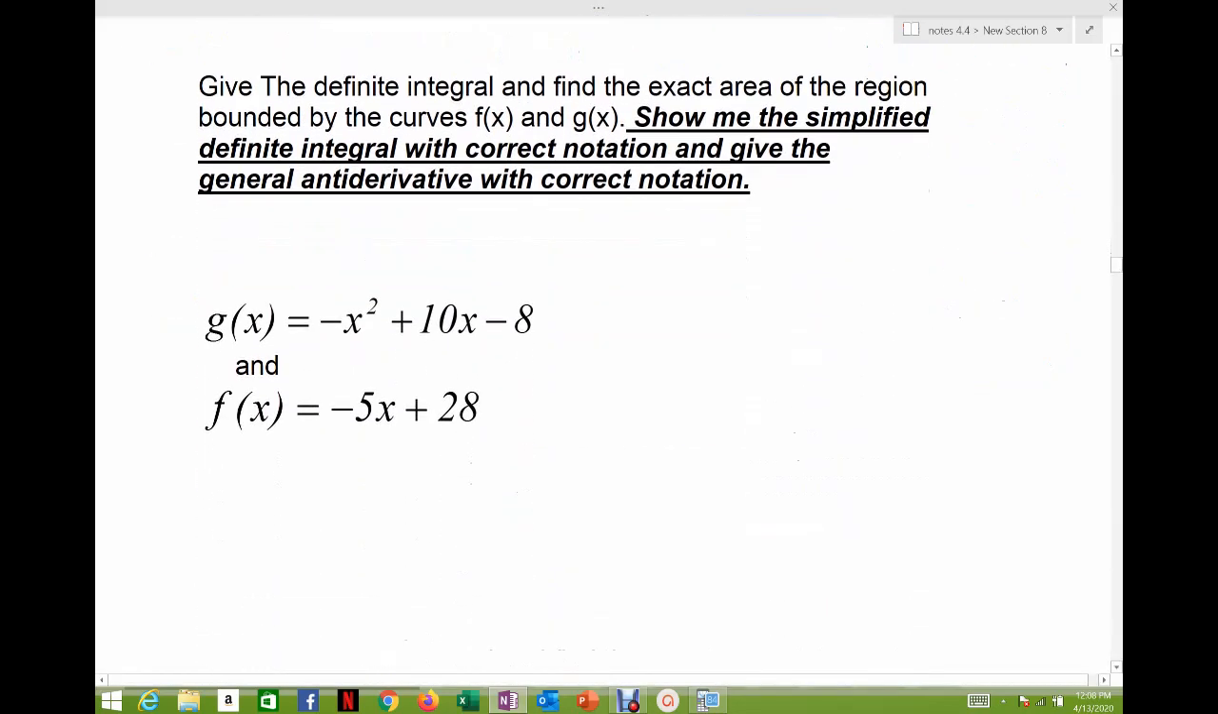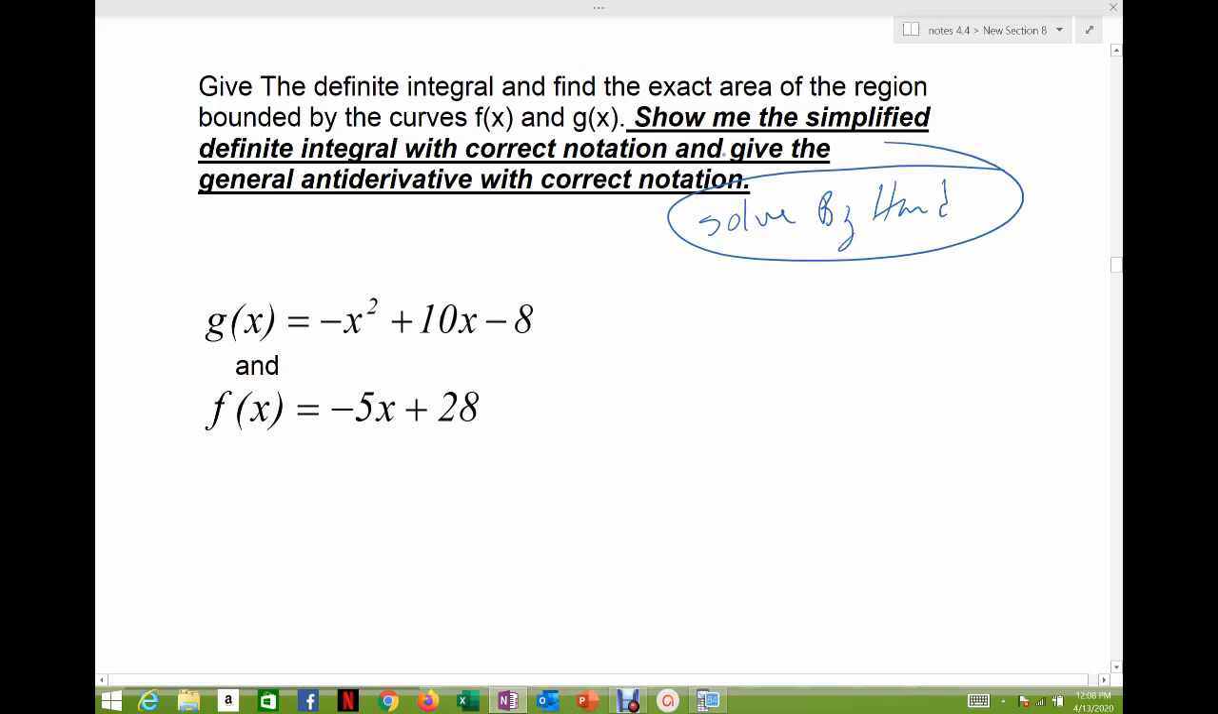The last example. Give the definite integral that solves the exact area bounded by my curves g of x and f of x. Show me the simplified integral with correct notation. Give the general antiderivative with correct notation. So this one I'm going to solve by hand. I'm going to solve the entire thing by hand.